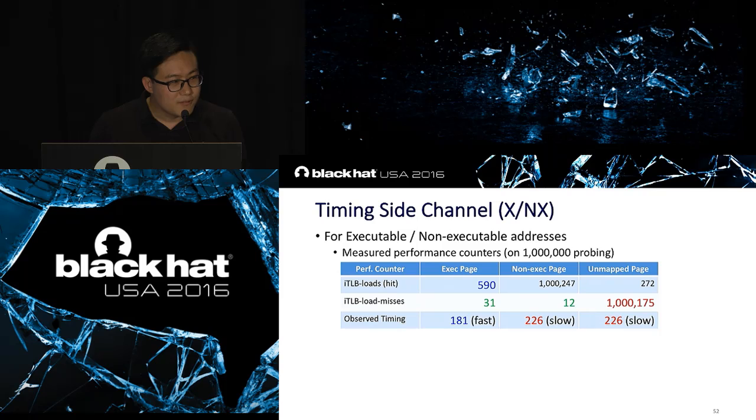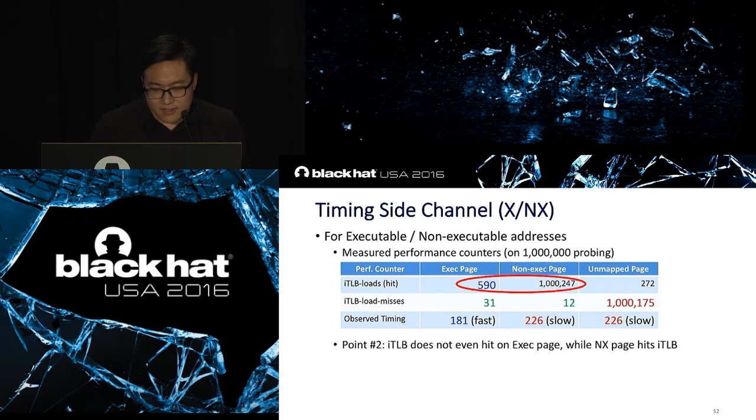And the second point to focus on is that there is not even a TLB hit on accessing an executable address. So the TLB hit count is around 590 among the 1 million probes. So the TLB is not even accessed on accessing a kernel address in an executable way. So we think that the ITLB is not even involved in the fast path. Then what will be the reason?